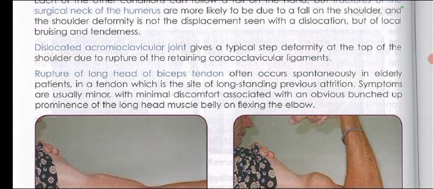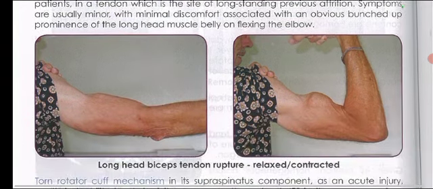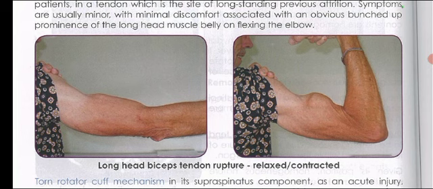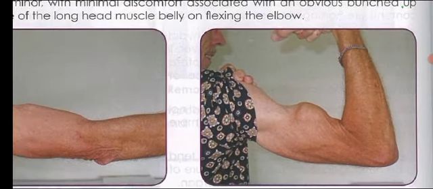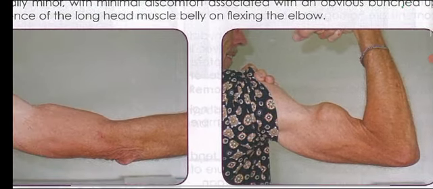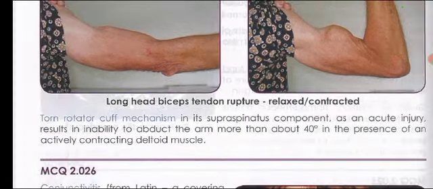Rupture of the long head of the biceps tendon often occurs spontaneously in elderly patients, in a tendon which is the site of long-standing previous attrition. Symptoms are usually minor, with minimal discomfort associated with an obvious bunching prominence of the long head muscle belly on flexing the elbow. So this is the long head of biceps tendon rupture. Here you can see the bulge, the long head of biceps ruptured tendon.